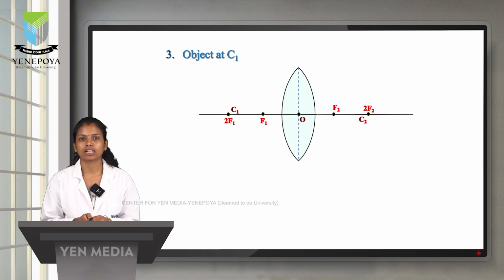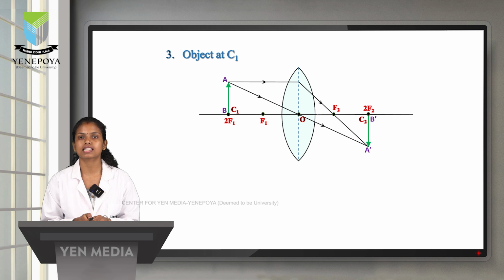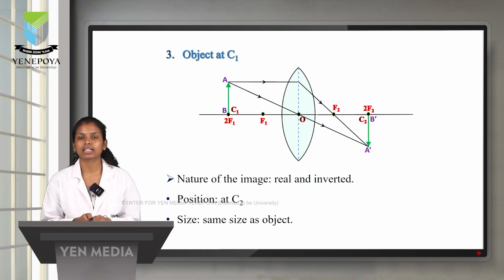Object at C1. When the object is placed specifically at the center of curvature of the lens, the characteristic rays from the object intersect at a point in C2, that is the center of curvature, and the image formed at this point is real, inverted, and it will be of the same size as the object. This configuration is used in photocopiers.